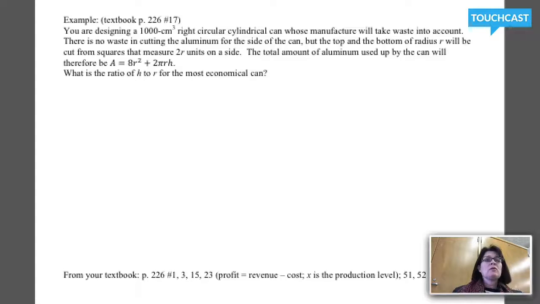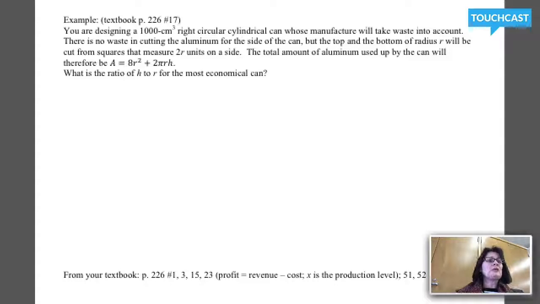So here, let's read the whole thing. We're designing a 1,000 cubic centimeter right circular cylindrical can whose manufacturer will take waste into account. When we cut the side, which is a rectangle that you fold around, there's no waste. But when we cut out the top and the bottom, which are circles with radius r, we're going to have to use a square of material that has a measure of 2r on a side. So if you have a 2r by 2r square and you cut out a circle that has radius r from that, you're going to have those little corner pieces that are waste. We're just going to have to throw those away. So imagine those are pieces of aluminum.